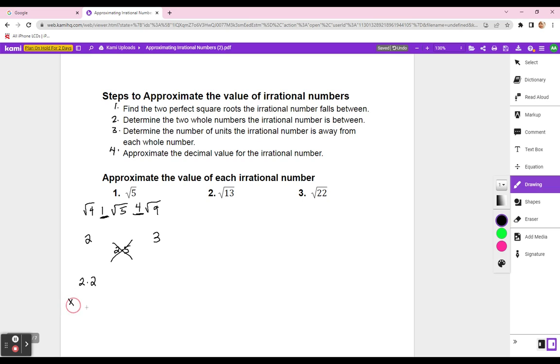Let's check and see how good this estimation is. Let's take that number and multiply it by itself and see how close it is to 5. 2.2 times 2.2 is 4.84. So 4.84 is only 0.16 units away from 5. Maybe we can get closer. We can try 2.3 and see if that'll get us even closer.